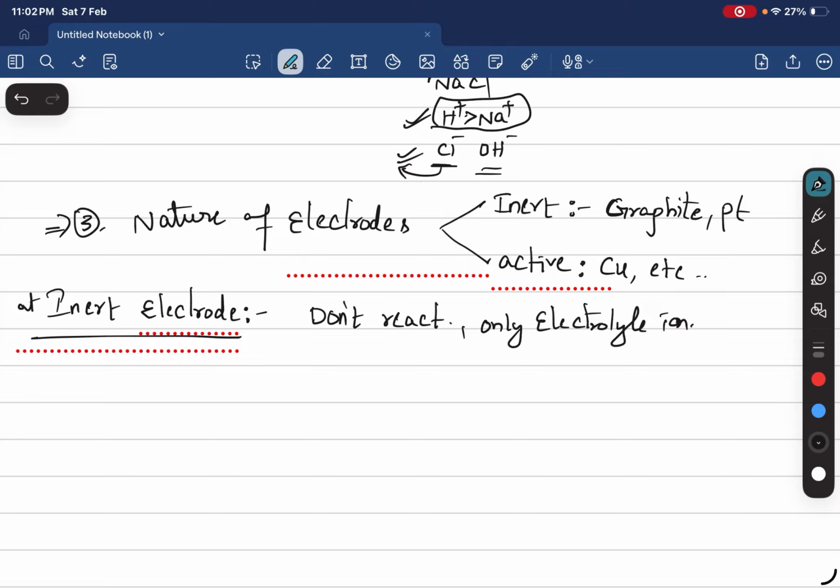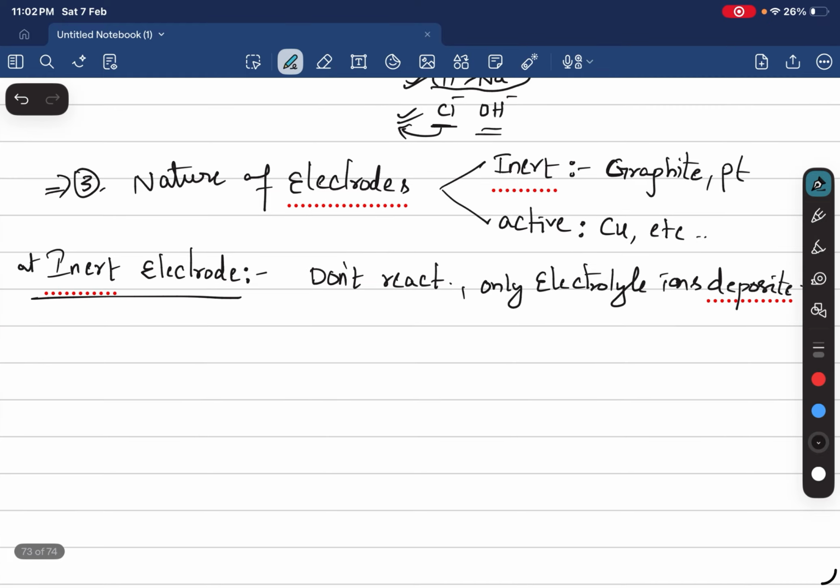Ions deposit or liberate. Suppose, for example, CuSO4 with a graphite electrode or platinum electrode, what reaction happens?